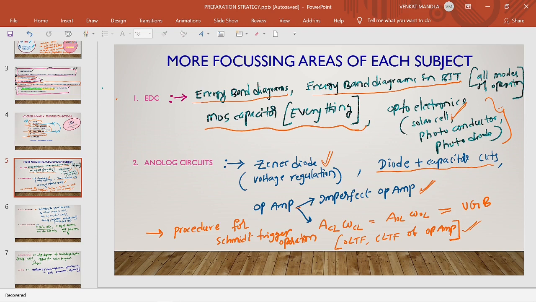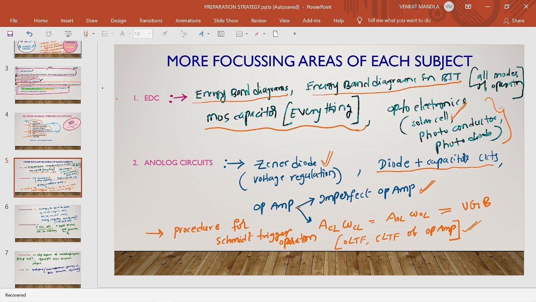Okay, and some positive feedback applications are there, like Schmitt trigger or triangular wave generator, these waveform generators. Okay, the multivibrators, these things are there. So for those, you don't need to remember the formula. What you have to do is be perfect with the procedure. So that is analysis. You have to analyze any circuit.